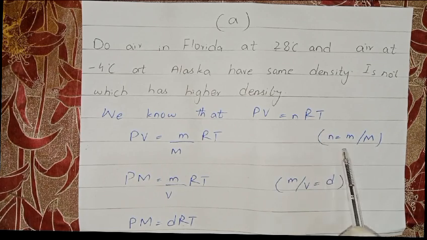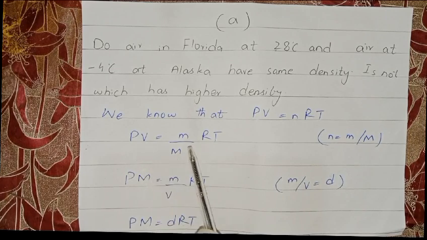We know that n is equal to mass over molar mass. So when we put this value into this equation, then pressure times volume is equal to mass over molar mass into the universal gas constant and temperature. PM is equal to mass over volume into RT, where mass over volume is equal to the density. When we put the value of density into this equation, then it becomes PM is equal to dRT. Pressure times molar mass is equal to the density into universal gas constant into temperature.